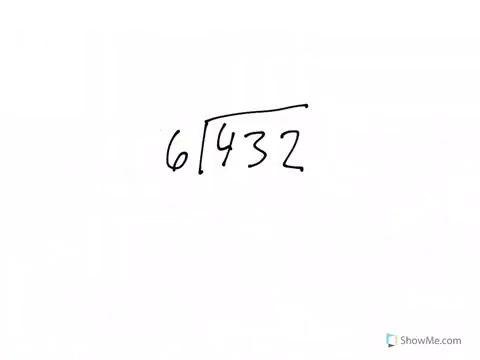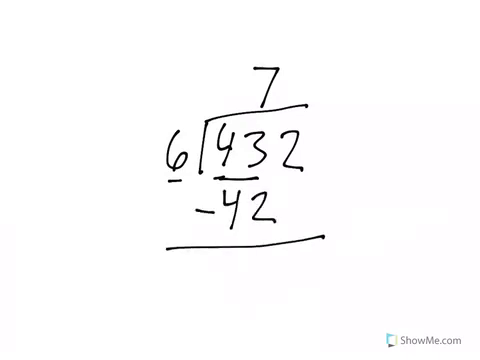432 divided by 6. Okay, let's solve that problem. We'll do it on a different slide here so we can see it a little bit easier. I know 6 does not go into 4, but 6 does go into 43. 6 times 7 is 42. Subtract. We get 43 minus 42. We get 1. Bring down the 2.